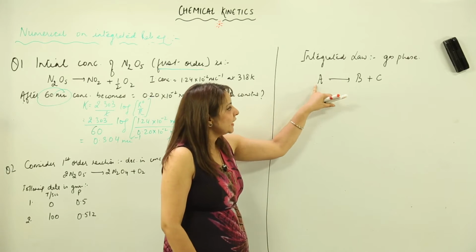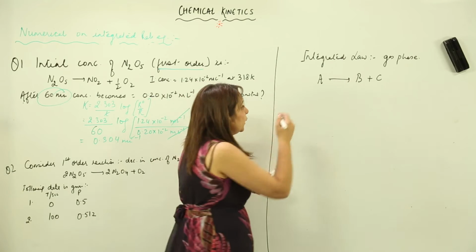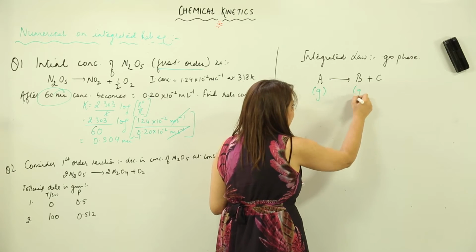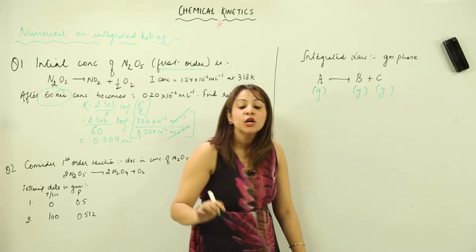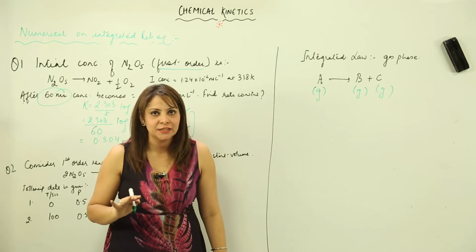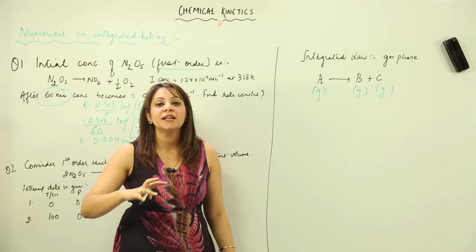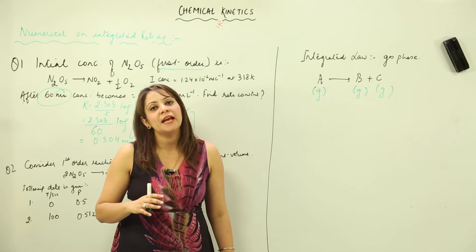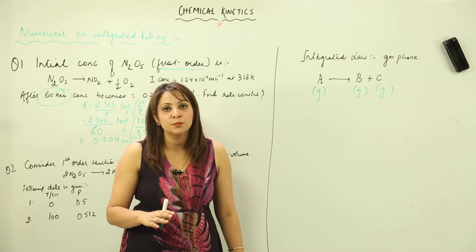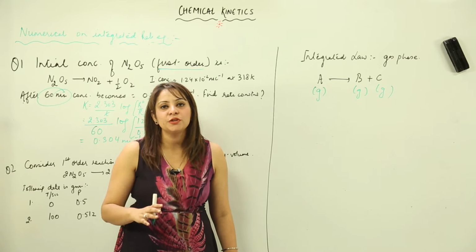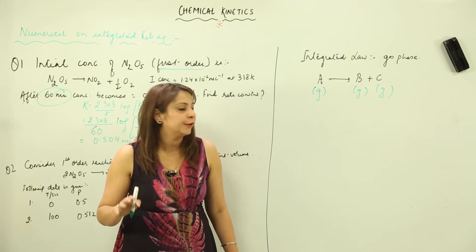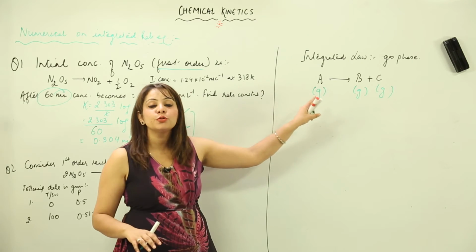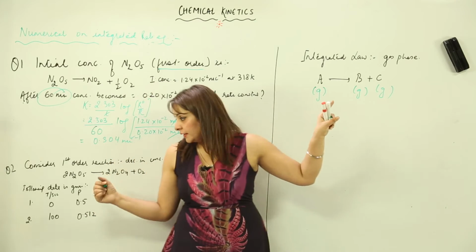Suppose I have A giving rise to B plus C, in which A is in the gaseous state, B is in the gaseous state, and C is in the gaseous state. So all are in the gaseous state, which means we are considering pressures here. When the reactants and products are in the gaseous state, it is best to express the rate in terms of partial pressure, and you know that the unit is atmosphere.